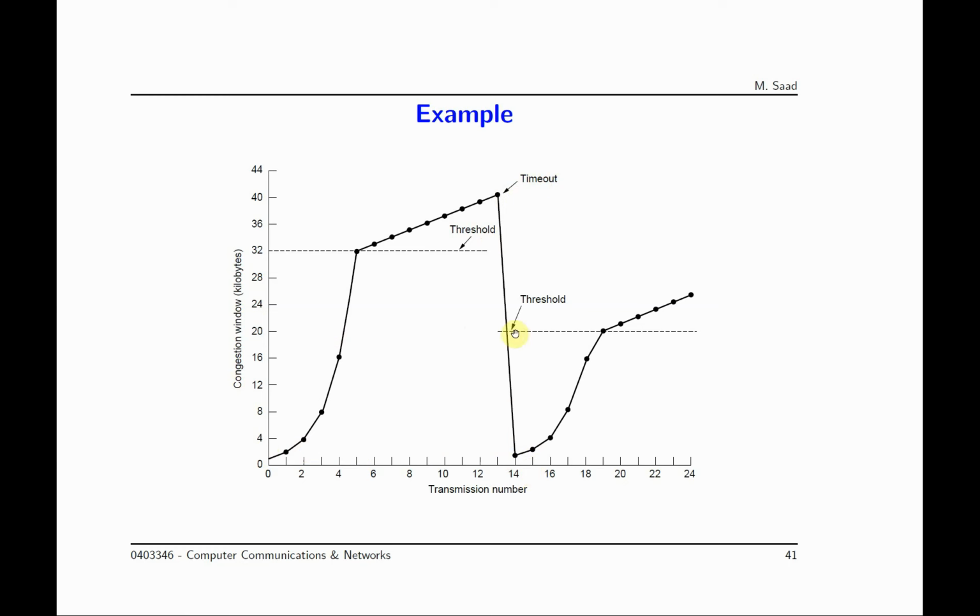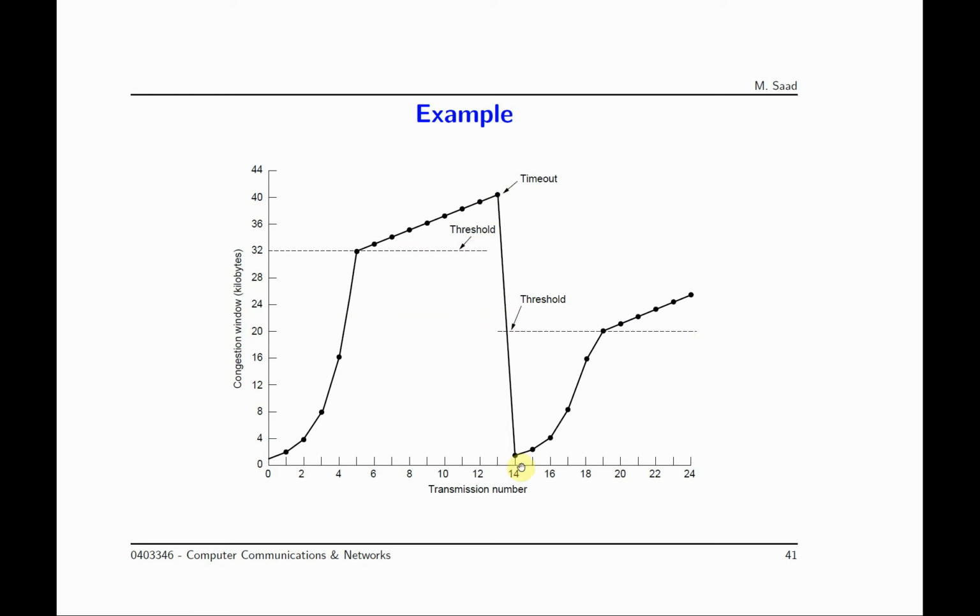What else happens? This is the first thing that happens after a timeout. The second thing, we have to update the threshold. The threshold becomes different, and it becomes half. A famous mistake is to say half of the previous threshold. No, it is half of the previous congestion window. What was the current congestion window? The last congestion window reached was 40. 40 divided by 2 is 20. So that 20 kilobytes, this is the new threshold.